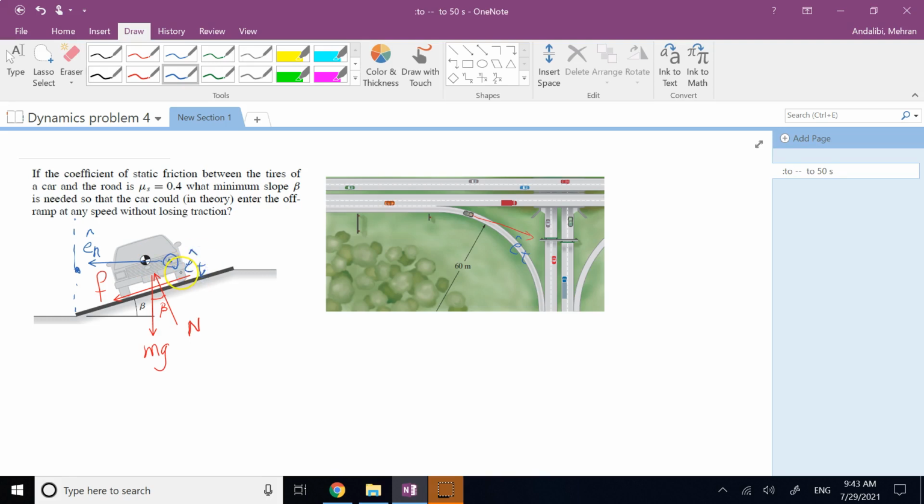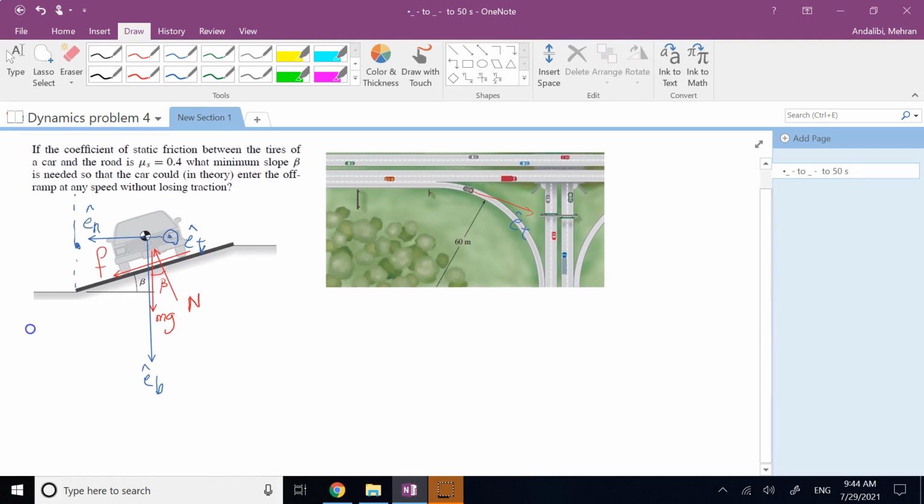And EB is Et cross En, which based on the direction of Et and En, has to be downwards. So EB, the binormal direction, is going to be like this. Let's see if I can improve it. There we go. So this is EB. These are the unit vectors of the coordinate system and the forces.